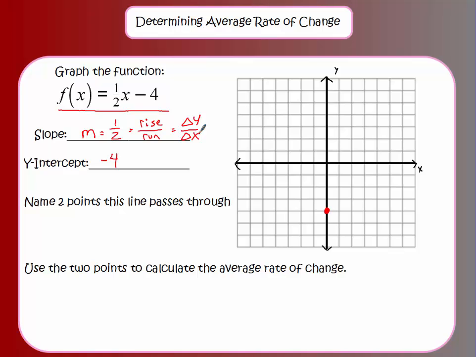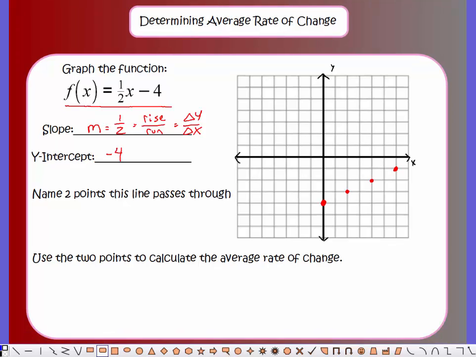Okay, so I'm going to go up 1 and I'm going to run 2. Now from here I'm going to do the same thing, up 1, run 2, and again same thing, up 1, run 2. And now I'm going to use my line tool and create a line through those points.